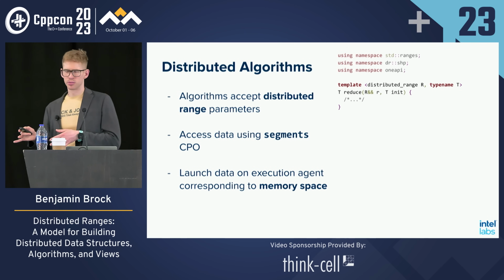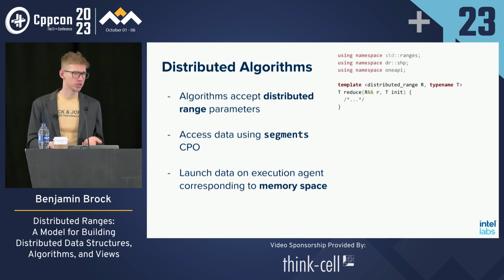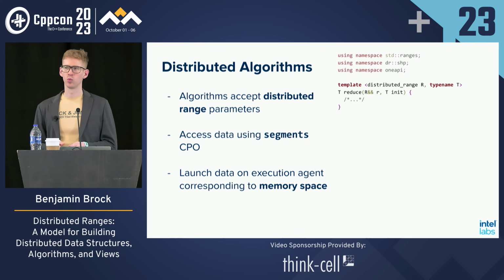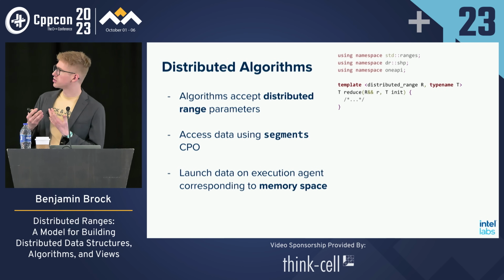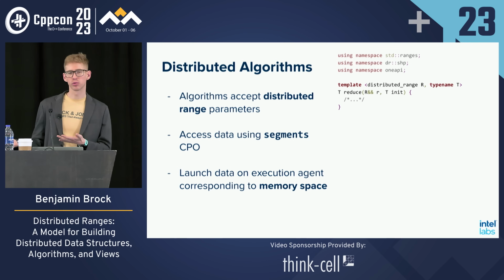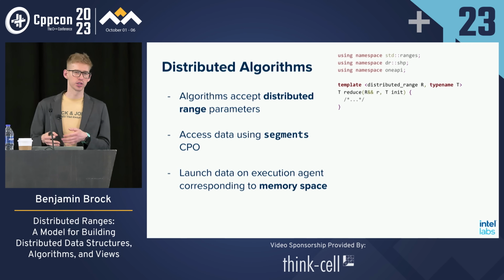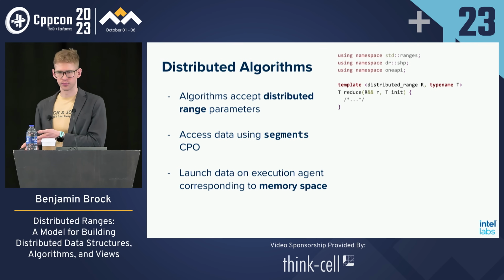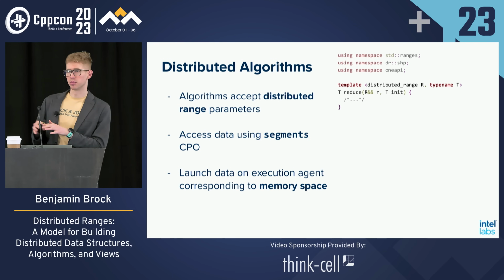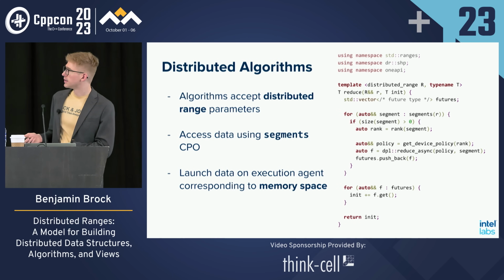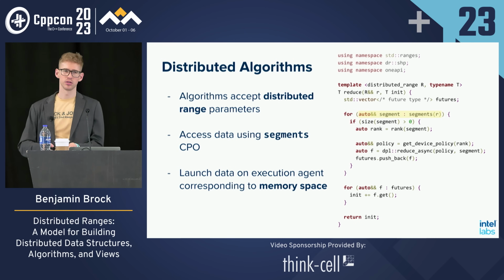To implement algorithms, instead of accepting range types into our algorithm, we now accept distributed ranges. And then what we're going to do is access data using the segments customization point to see how our data is split up, and then launch work on execution agents that correspond to where the data lives. So for something like reduce, a multi-GPU implementation is fairly straightforward. Essentially, what we have to do is look at our segments using the segments CPO.